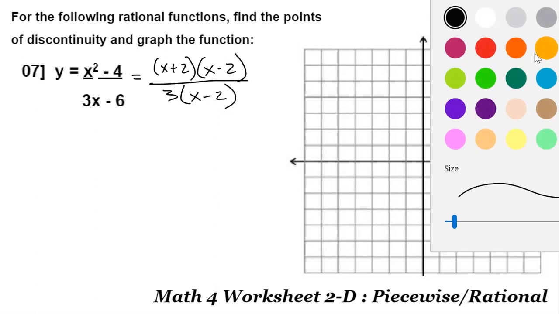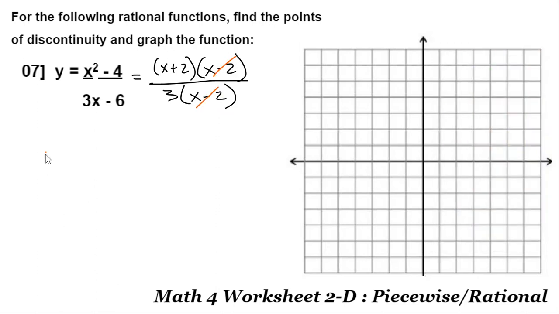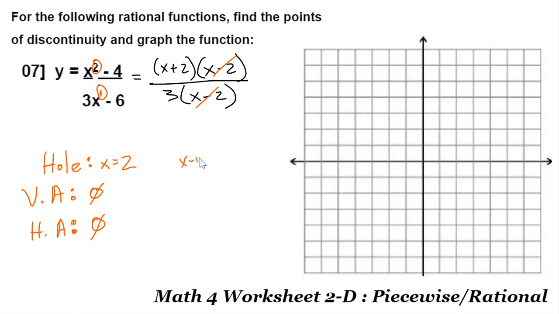Now, if we're going to cancel things out, that means we're going to have a hole at x equals 2. That means the vertical asymptote, there is none. The horizontal asymptote is top heavy, so there is none. And so we can note that we're going to have an x-intercept at -2.